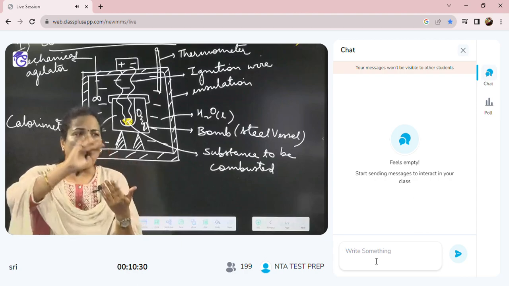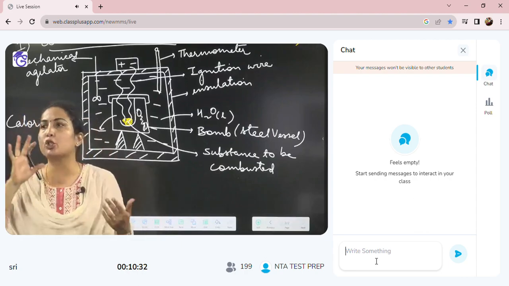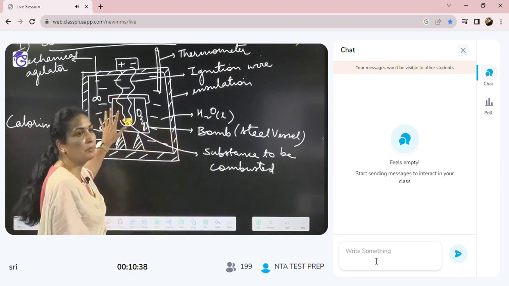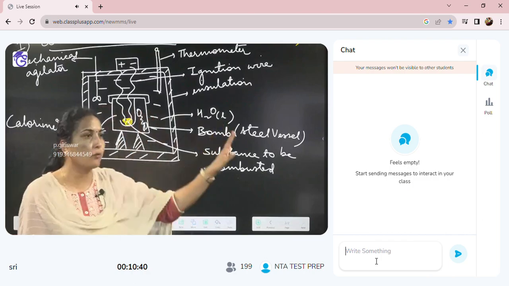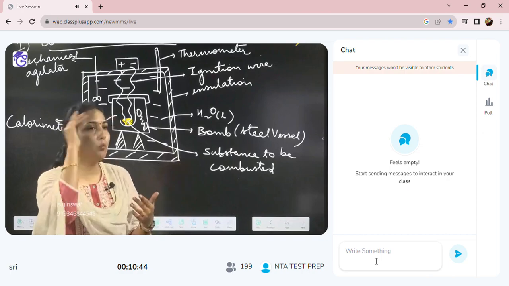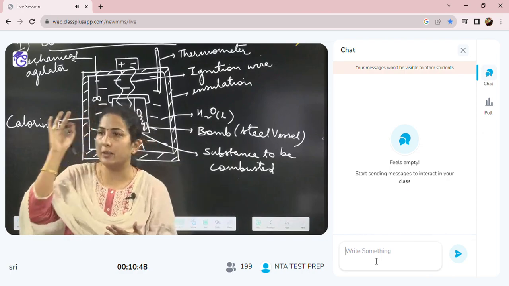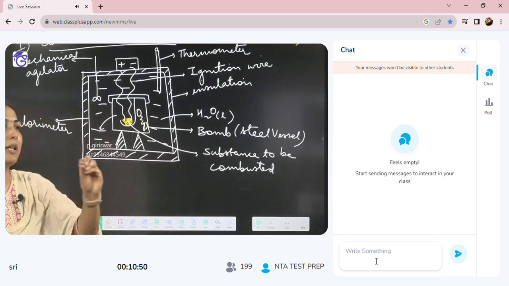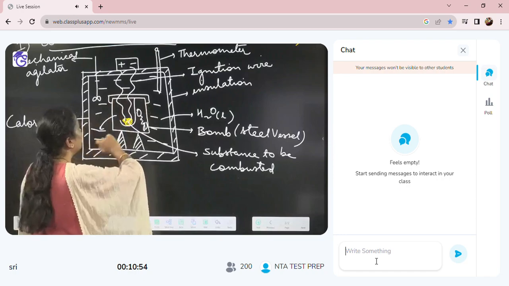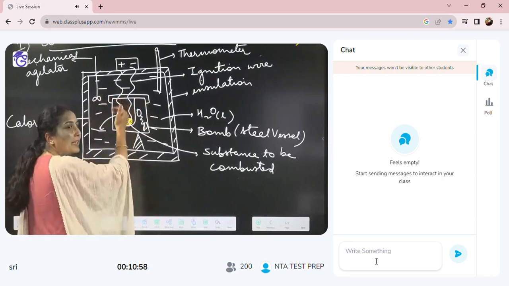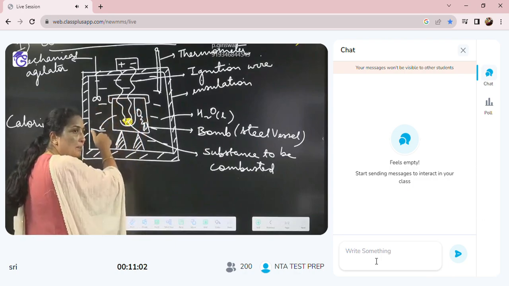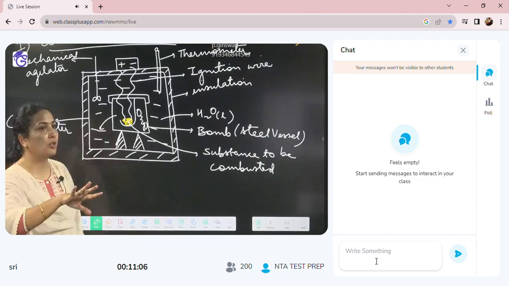After some time, you will see that the thermometer is not showing any change. What does it mean? The reaction here is completed and equilibrium is set up inside, so there is no heat flowing from this bomb into the water. At that time, whatever temperature is recorded will be the final temperature, T2. T2 minus T1 gives you your delta T. The principle here is that whatever amount of heat is released by this reaction will be gained by the bomb as well as the water, and bomb plus water is your calorimeter system.